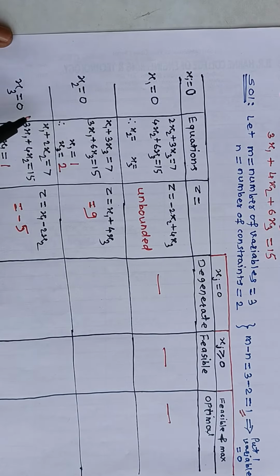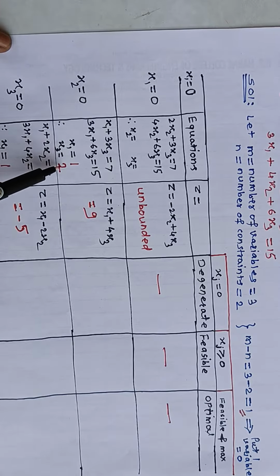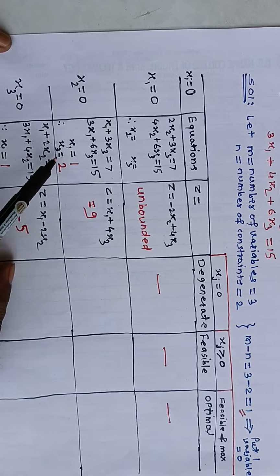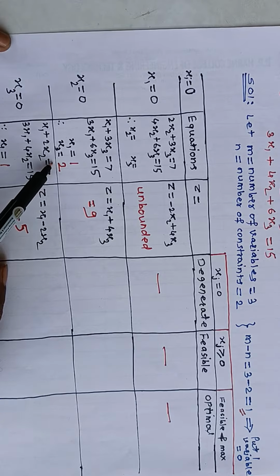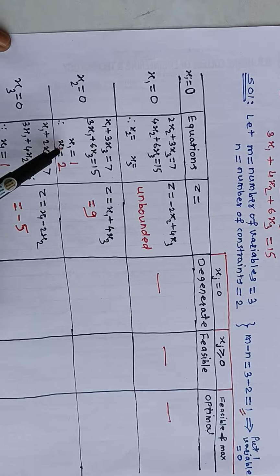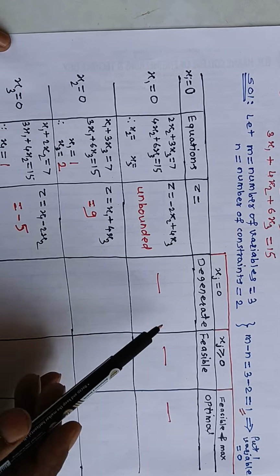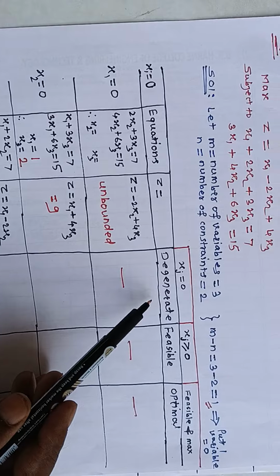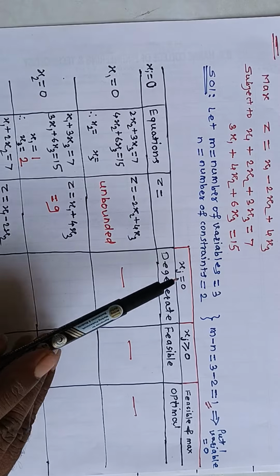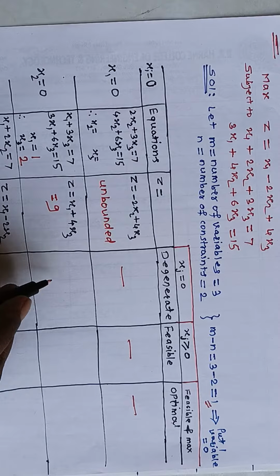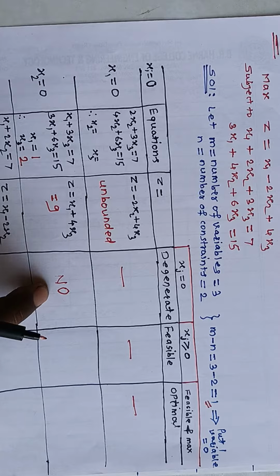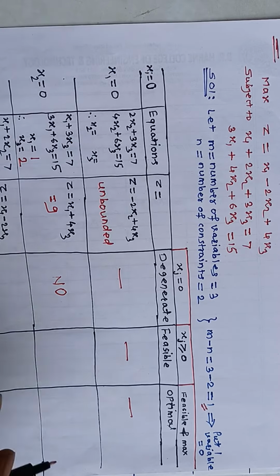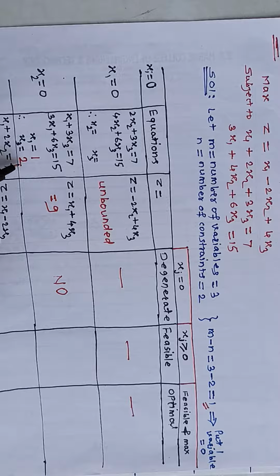After solving these two equations simultaneously, we will get the values of x1 and x3. x1 will be 1 and x3 will be 2. Here x1 and x3 both are positive, no one value of these two is 0. So is this degenerate? No, because no one value is 0. So here you can put no. This solution is non-degenerate.